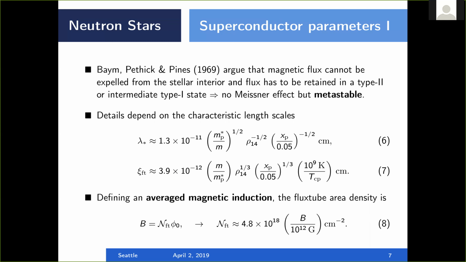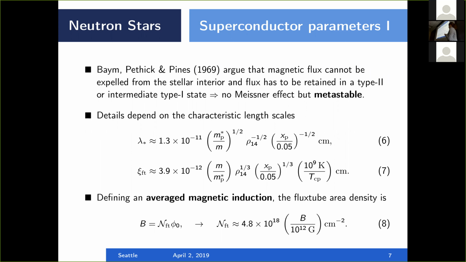And the details of the actual state that then arises depend on the characteristic length scales that you have. The London penetration depth is on the order of 100 Fermi, whereas the core size of the flux tube is on the order of something like 10 Fermi. Okay, so some kind of average magnetic induction value for that.